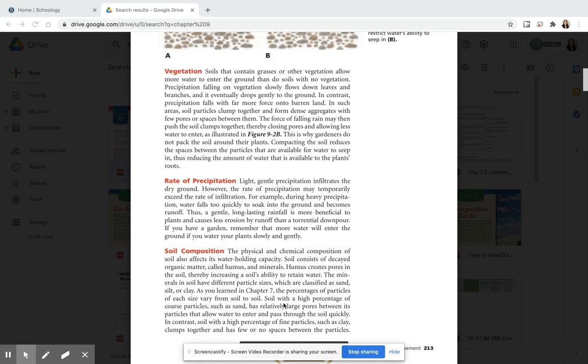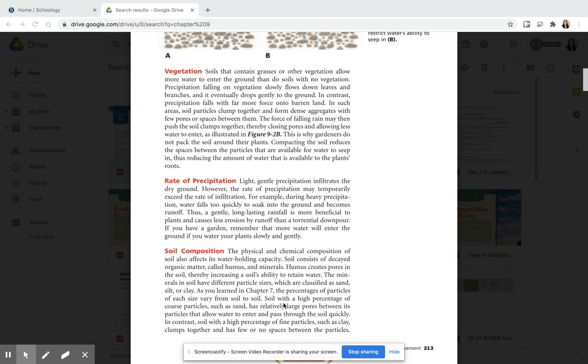Vegetation. Soils that contain grasses or other vegetation allow more water to enter the ground than do soils with no vegetation. Precipitation falls on vegetation slowly, flows down leaves and branches, and eventually drops gently to the ground. In contrast, precipitation falls with far more force onto barren land. In such areas, soil particles clump together and form dense aggregates with few pores or spaces between them. The force of falling rain may then push the soil clumps together, thereby closing pores and allowing less water to enter, as illustrated in Figure 9.2b.